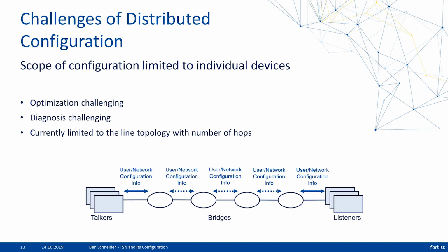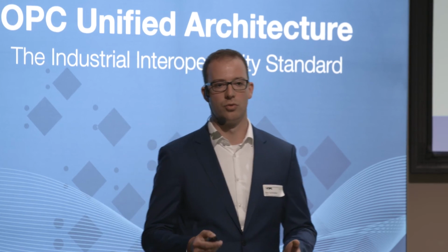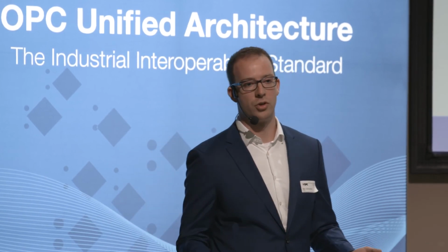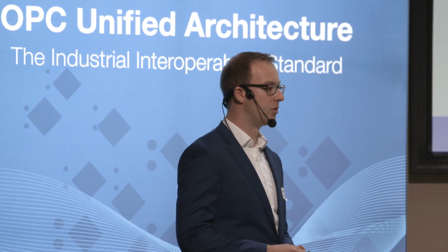So again, what is the challenge with this kind of configuration model? Generally speaking, it is the scope of the configuration, which is limited to an individual device. So you do not necessarily have the central overview of the network. Rather, you have individual devices which have to configure themselves. And this makes some things pretty challenging, for example, the optimization. Because if you imagine that this bridge has a configuration, this bridge has a configuration, and they don't know the configuration of each other, then it's pretty challenging to optimize the overall schedule for distributed approaches.